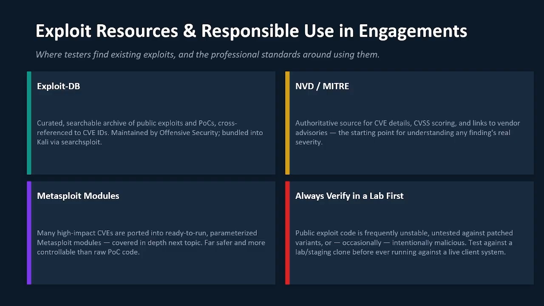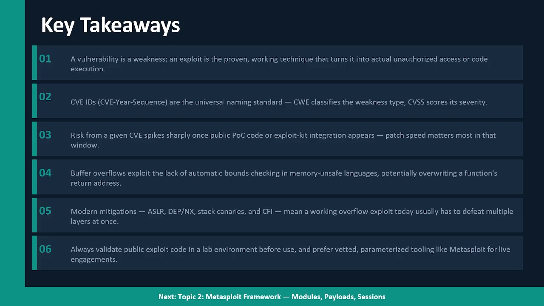So just as a refresher, a vulnerability is some weakness. An exploit is the proven working technique. There are CVEs, which is CVE-year-and then some number. There are CWEs, which are weakness types. There are CVSS scores, which can range from 0 to 10, and those are typically assigned to it. The risk from a given CVE spikes sharply once the proof of concept code or the patch is released, or an exploit kit integration appears.